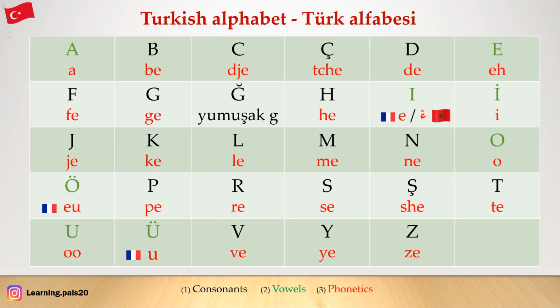And now let's recap. A, B, C, Ç, D, E, F, G, yumuşak G, H, I, İ, J, K, L, M, N, O, Ö, P, R, S, Ş, T, U, Ü, V, Y, and Z.